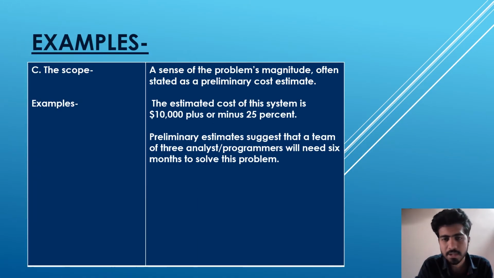Scope. Scope is a sense of the problem's magnitude, often stated as a preliminary cost estimate. Examples. The estimated cost of this system is $10,000 plus or minus 25%. Preliminary estimates suggest that a team of 3 analysts or programmers will need 6 months to solve this problem.